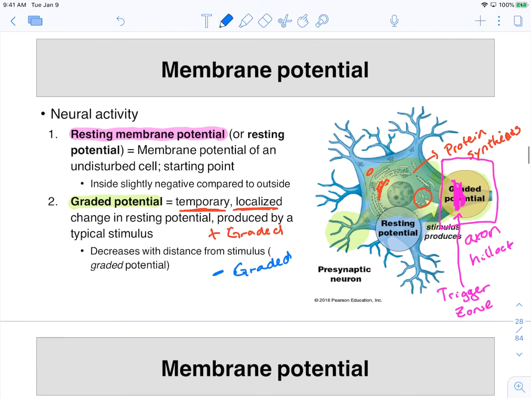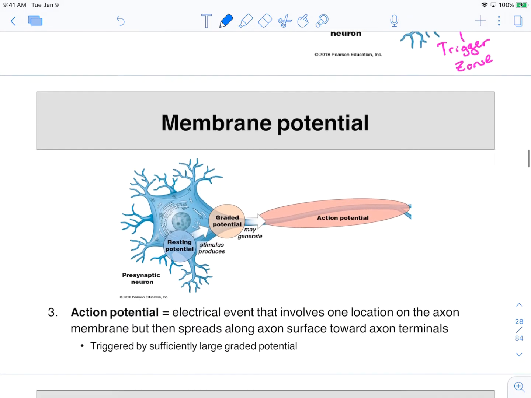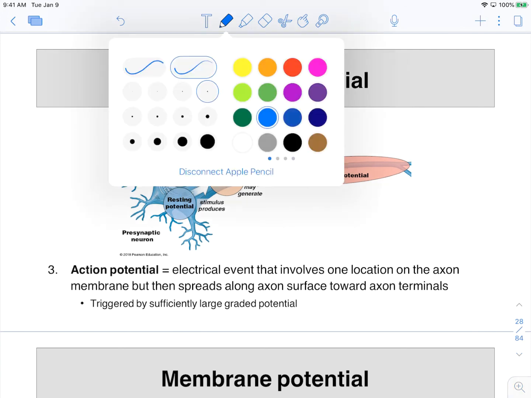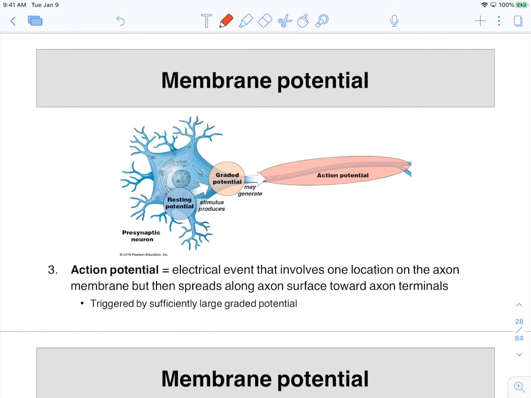Now, I mentioned this trigger zone. Depending on the type of graded potential that we have and how strong of a graded potential we have, we might, and there's no guarantee, but we might generate the other potential that I want you to know. We're going to have a lot of vocabulary words that have the word potential in it. But that's this action potential here. And when I talk about bursts of electricity, essentially that's what I'm talking about here.